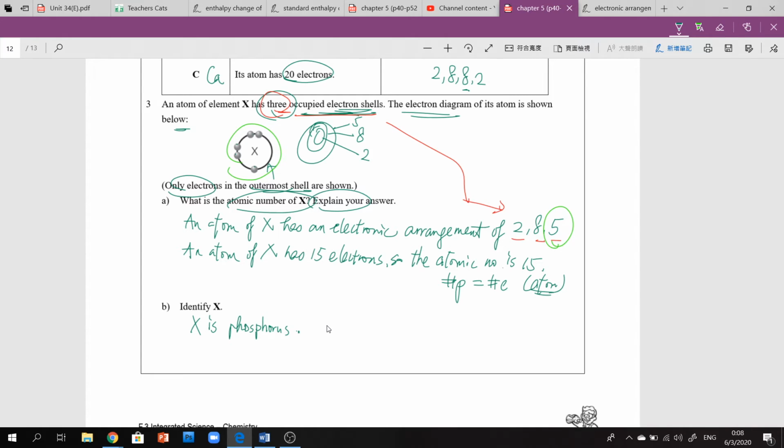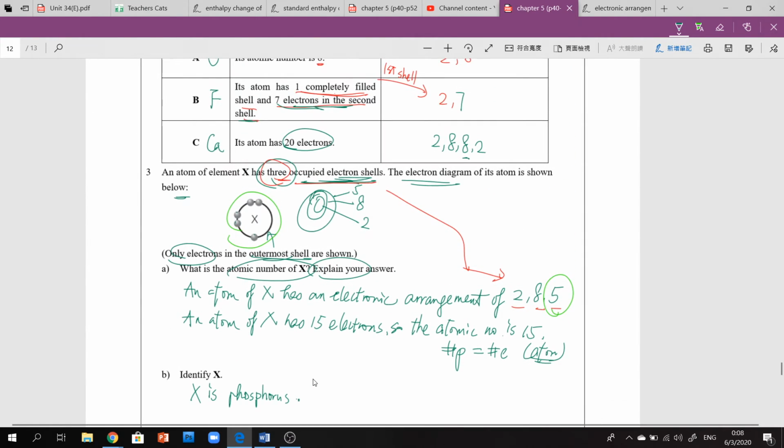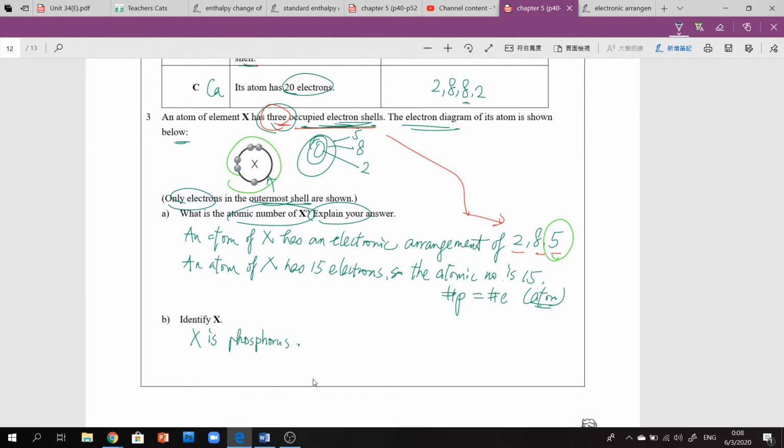Remember the first 20 elements, it will help you a lot. In this one, we just talk about the electron shell. How will you fill in those electrons? It is from the one which is closest to the nucleus, the first shell. Once it's fulfilled, you go to the second shell, etc. Any questions?